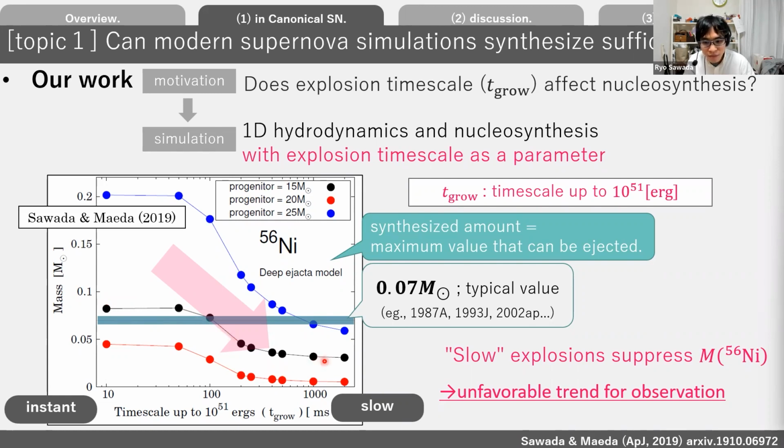In other words, to reproduce the observation, the plot must be above the typical value. We use the typical value of 0.07 solar masses, the typical value from nearby supernovae. And we can see a decreasing tendency as the time scale gets longer. In slow explosions, synthesized nickel is suppressed. In this region, all of the models could not get above the observed line. So these models are unfavorable from the observation.